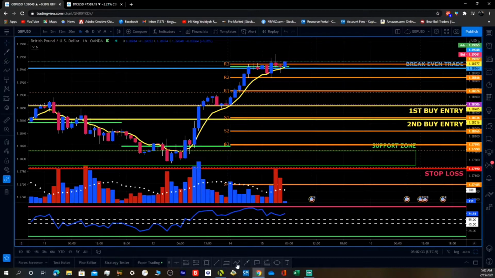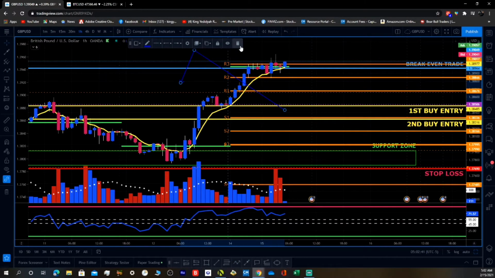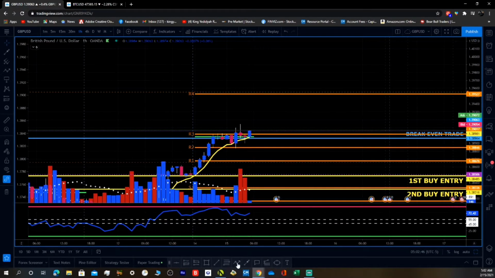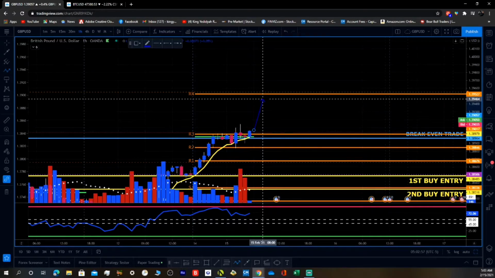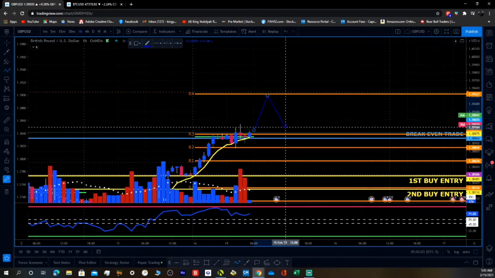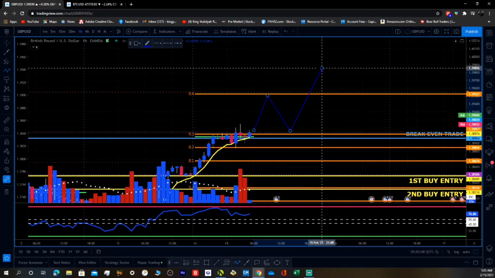And actually, let me pull this out. Wait, hold on. So yeah, I'm expecting this to do something like this. Let's say maybe we get up to the R4, we're gonna pull back to the R3, and then we're gonna push further. This is what I'm expecting it to do, right?